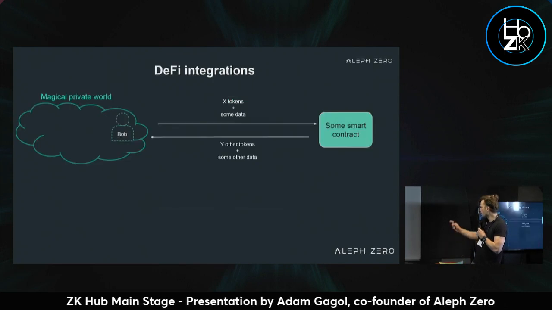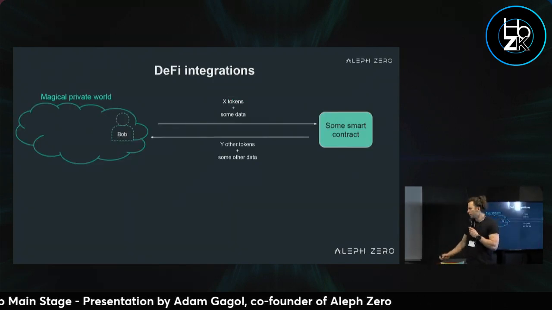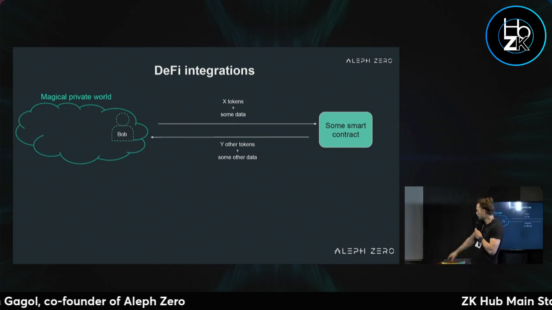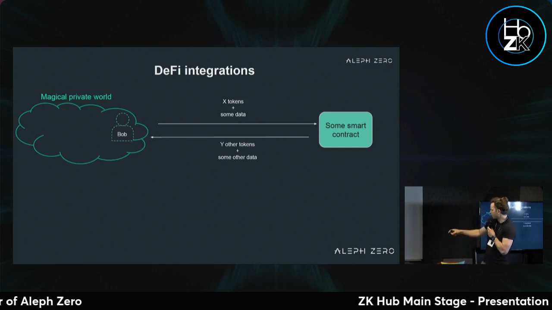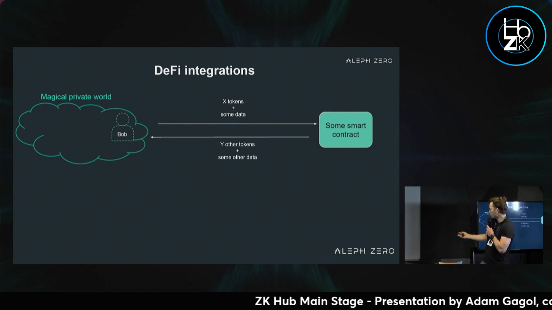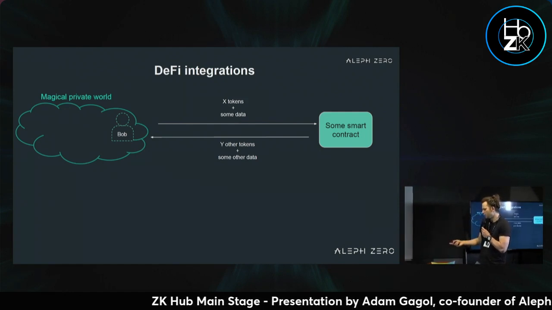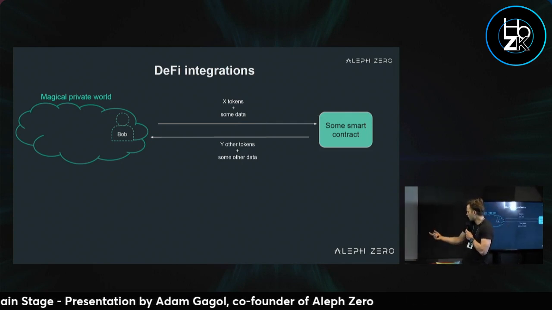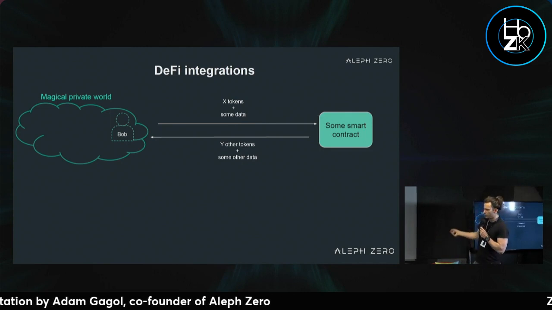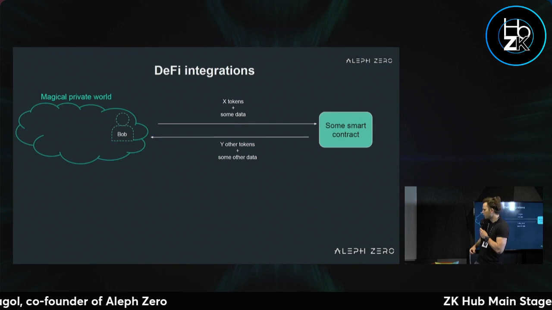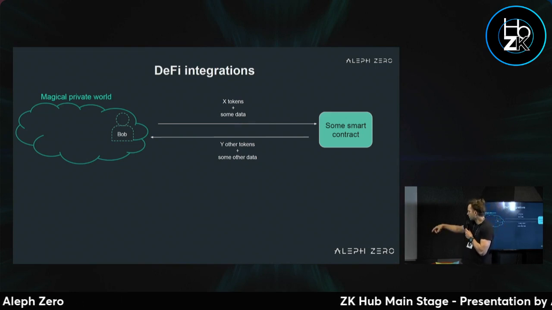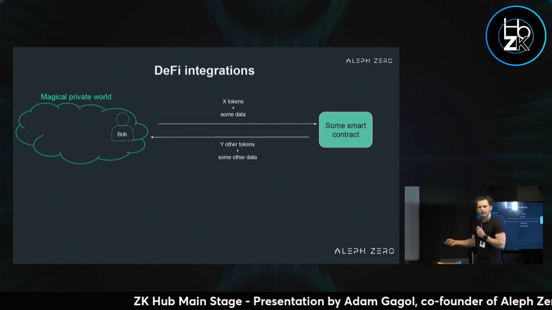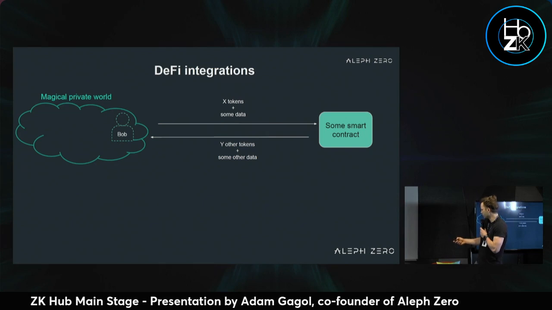So it would look like that. There is this magical private world and Bob residing inside of it. There is some smart contract, and then Bob would like to send some tokens and some additional data, for example, the type of the call that he's doing, and get some other tokens in return. This can be a decentralized exchange. It can be, for example, liquidity provision. Then Bob would send some tokens and get some LP tokens in return, or any similar type of interaction.